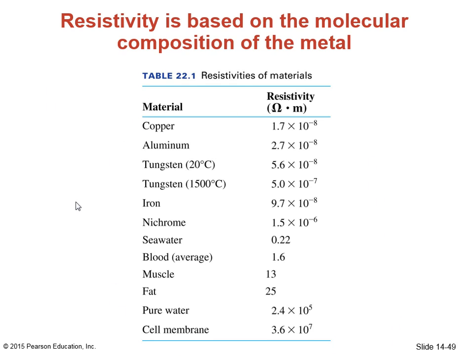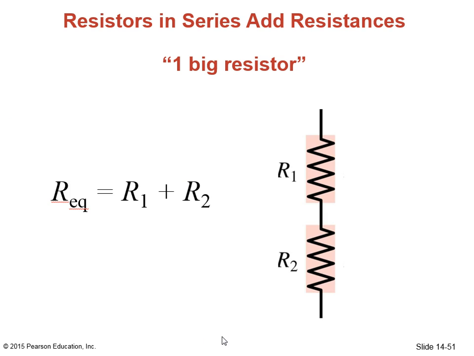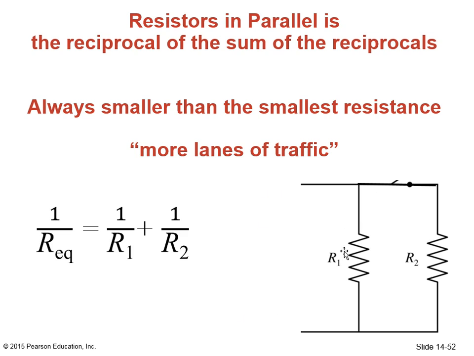Like I said, resistivity is based on the molecular composition. We can see a nice little table of the various materials and their resistivities. This was just the light bulb and what was going on inside the light bulb, the filament, and you've got two terminals here, one right there and the other one down there. When you have resistors in series, what the battery would see would be just the sum of those. If they're in parallel, then 1 over the equivalent resistance is the sum of the reciprocals.